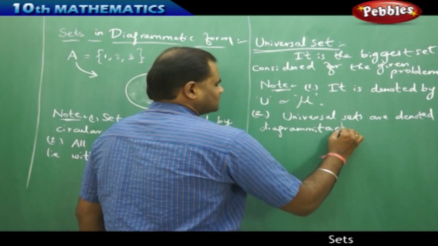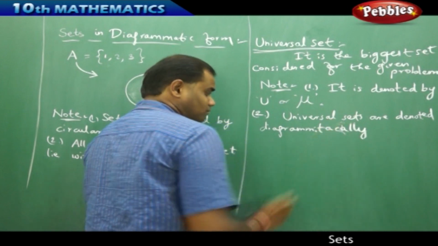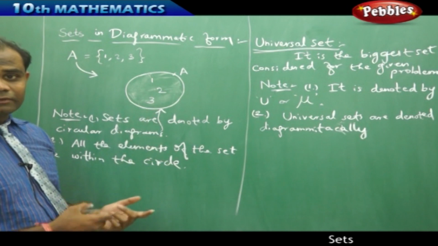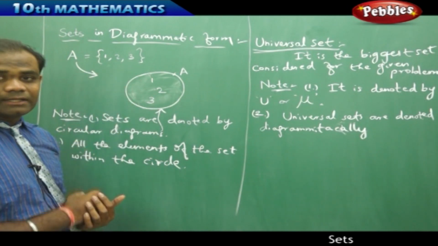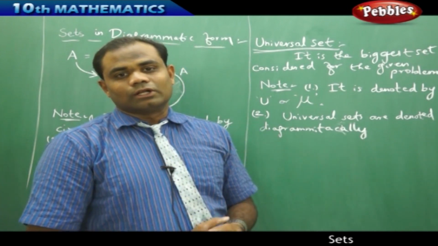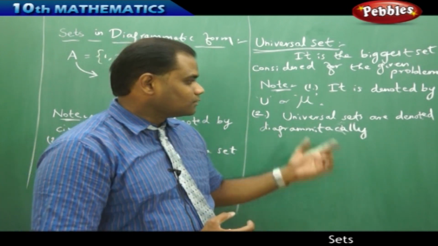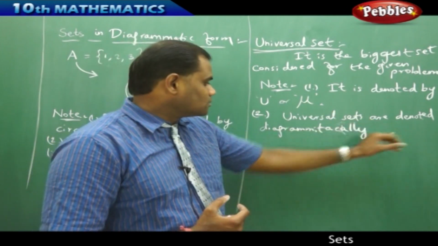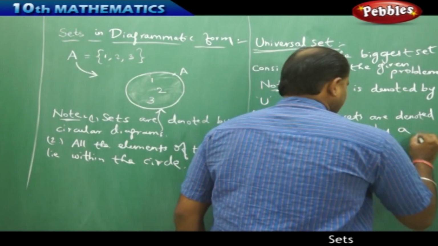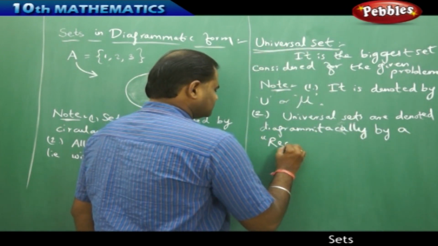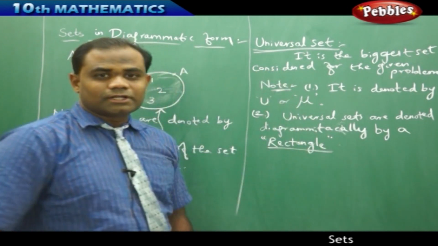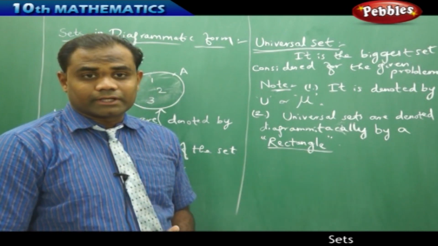Now next comes, how do we denote these universal sets diagrammatically? Here, the sets are denoted with a circle, and similarly, the universal sets also are denoted with some geometrical closed figures. In case of universal sets, they are denoted diagrammatically by a rectangle. We generally denote the universal set with a rectangle.